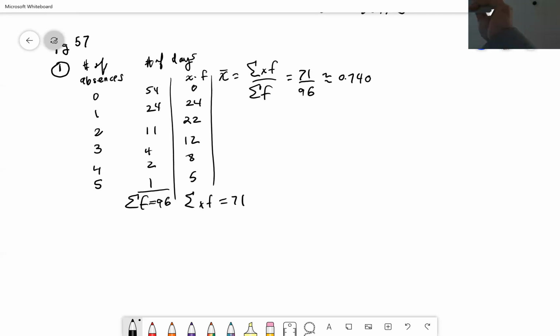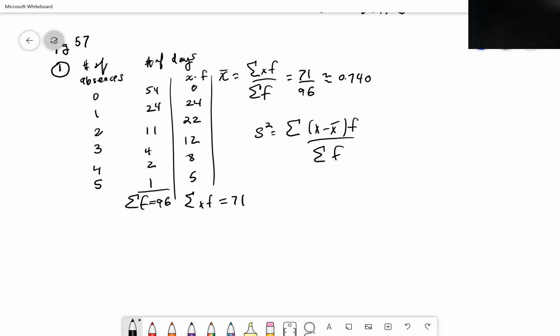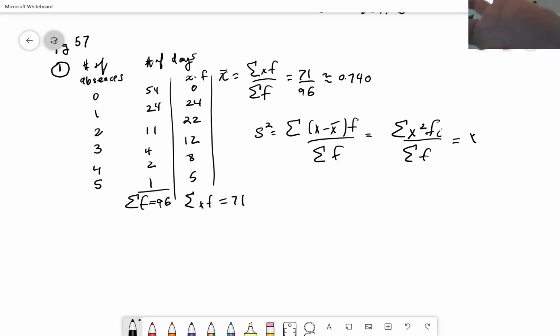So now here's the problem. I haven't taught you yet how to do standard deviation for this, so let me show you. It looks something like this. The variance is the sum of (x minus the mean) squared times f, divided by the sum of f. That's what you have to do. That's the extension of this. They also have a shortcut: the sum of x squared times f divided by the sum of f, minus the mean squared.